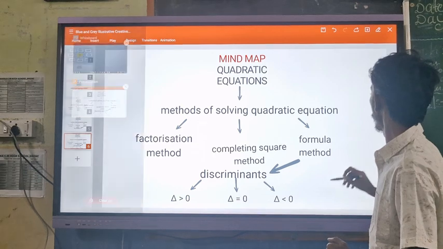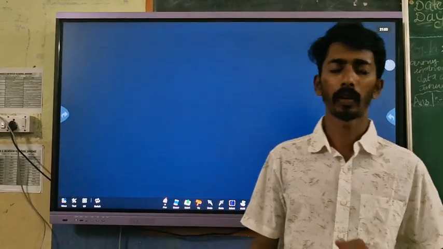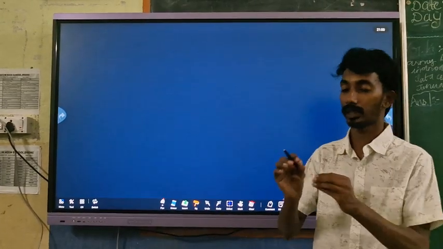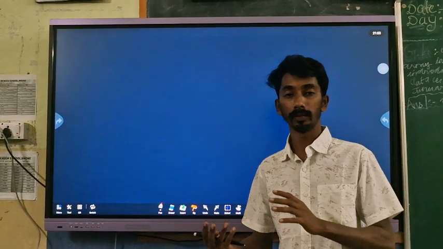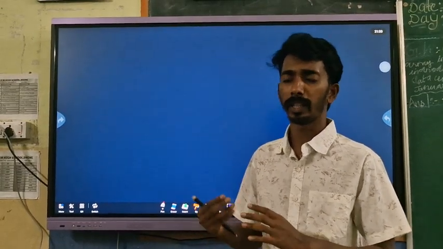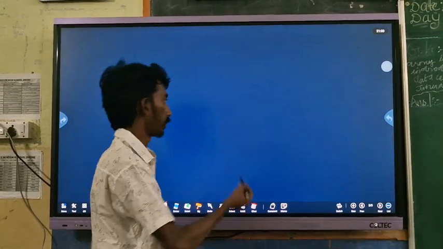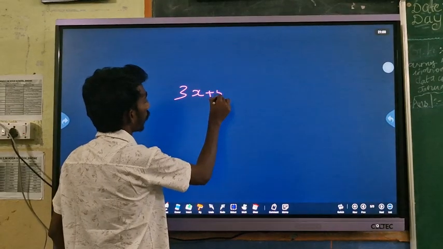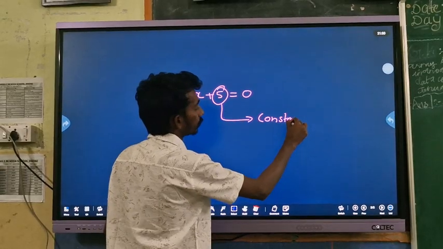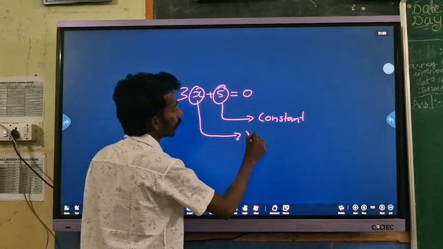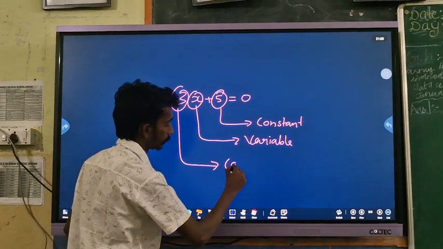Before we get into the topic we have to know a few basic things, so let me have a quick review. Constant means a fixed value, and variable means a varying, unknown value. It can be any alphabet. And coefficient is the number which is multiplied to a variable. For example, 3x plus 5 is equal to 0. Here 5 is a constant, x is the variable, and this 3 is the coefficient.